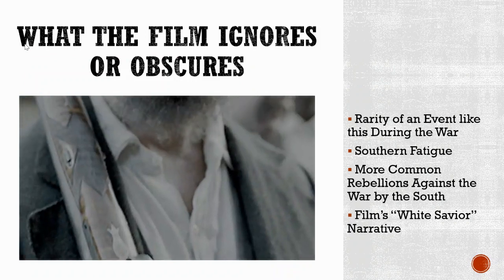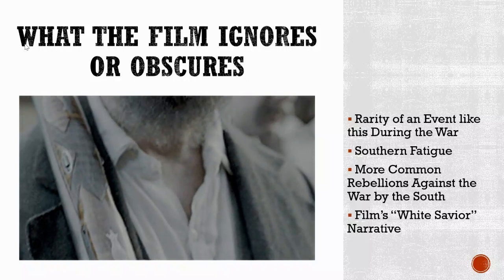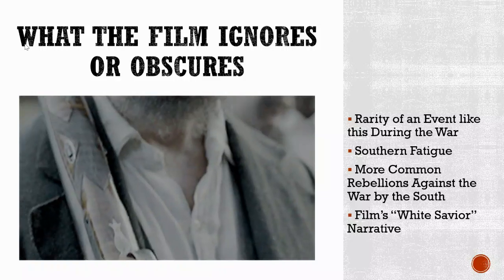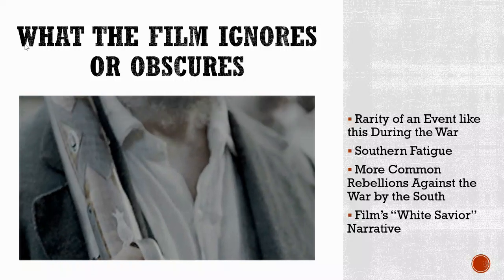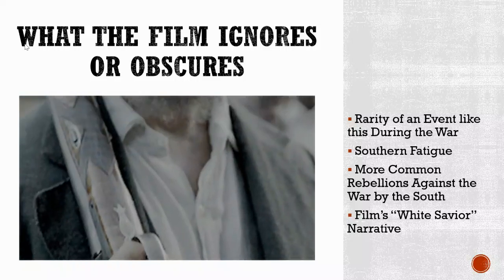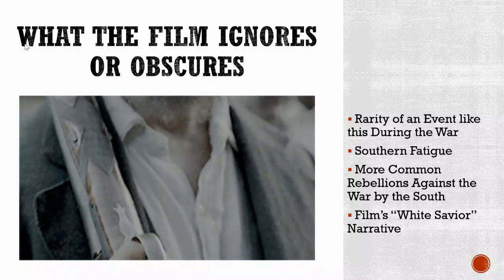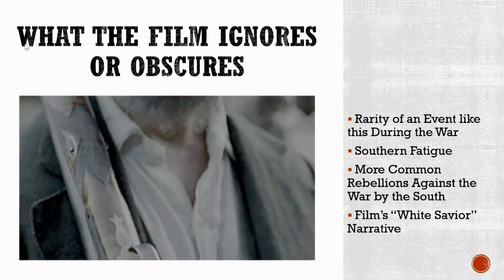So, in terms of what the film ignores or obscures, I think the main point is how rare it was for an event like this to actually happen during the war. The film makes it seem as though any other town or any other county could have done something like this, but honestly, that's just not quite true. There were a lot of factors involved in ensuring that the Jones County Rebellion actually happened. And so the fact that the film makes it seem like a casual thing that other southern states could have taken part in, I think was not a great move on Gary Ross's part.